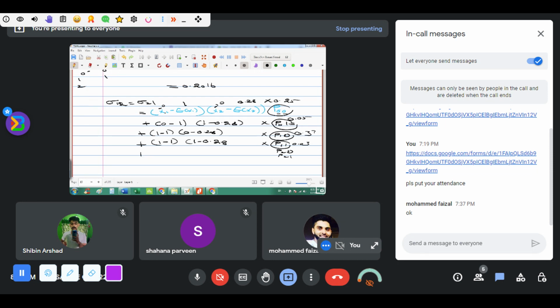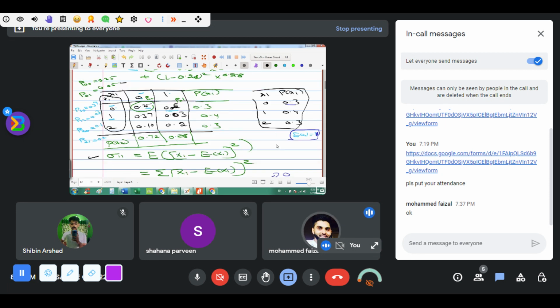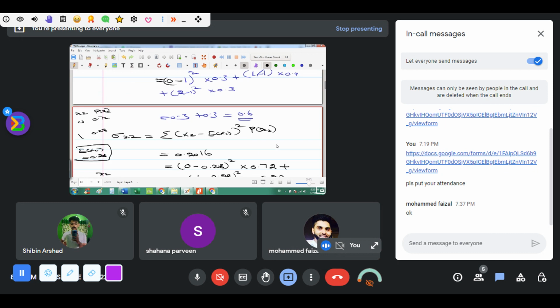So next, 2 minus 1 into 0 minus 0.28 into the probability of 2 0. What is the 2 0 value? 0.1. Thank you.